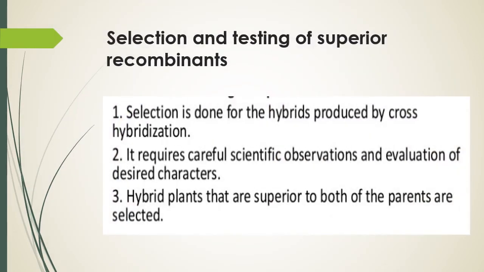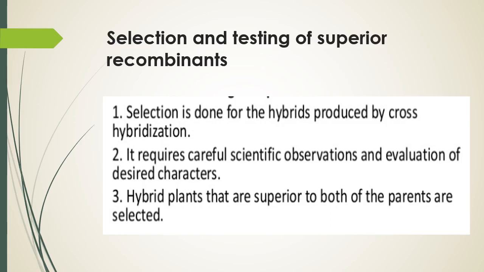Now, the fourth step is selection. After selecting, we have to again test for the superior recombinants. So once we have cross hybridized, we got the product. That product again we have to select from by doing one more cross hybridization. You have to be very careful in evaluating the desired qualities. And what is our expectation? The hybrid plants that arise from it should contain the superior qualities of both the parents.